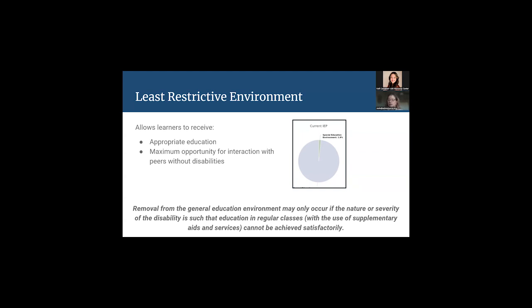Where is the best place for the child to receive their education? And as Kelli was talking about earlier in the services section, it may be that the child requires 45 minutes of reading instruction and 20 of those are going to be removed and the other 25 are in general education. So this is, again, IEP teams making those decisions.